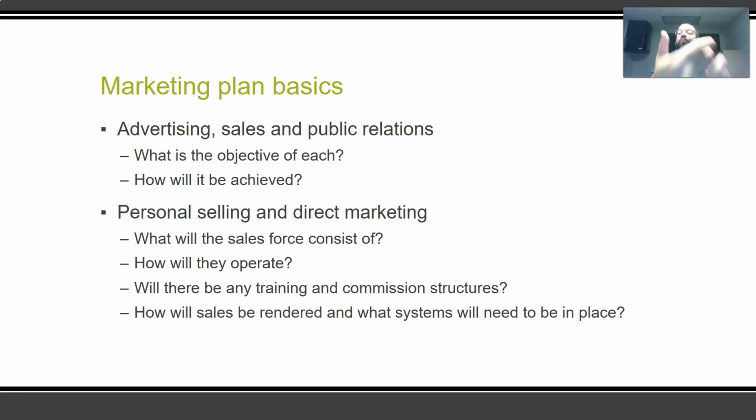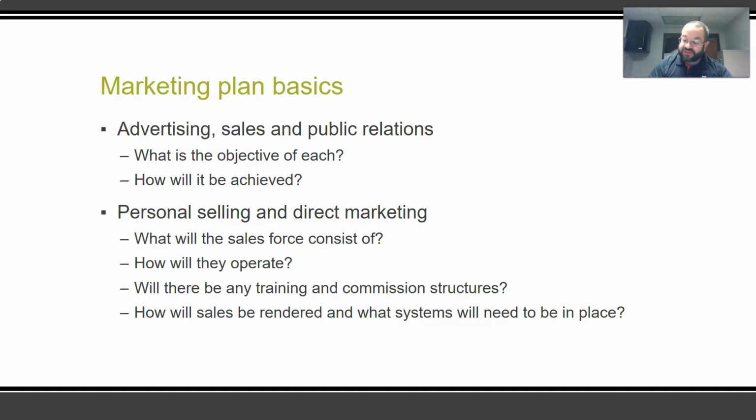Are you just creating brand awareness? Are you saying, call now for your copy today, right? Or call now and you'll get $18.95 plus shipping and handling. Buy one, get one free, right? So, those are all things to consider, right? How will these things be achieved? And then, of course, you've got selling, all right?